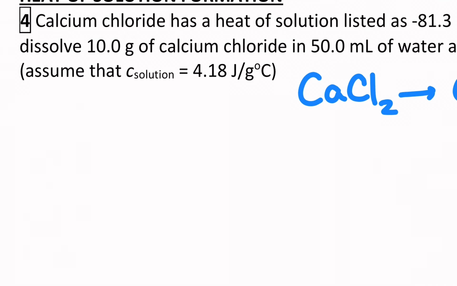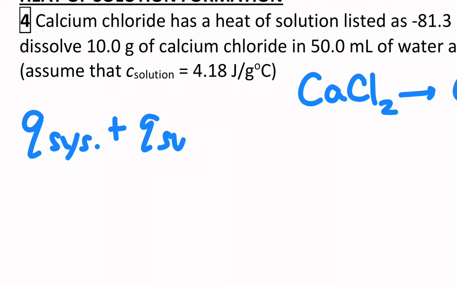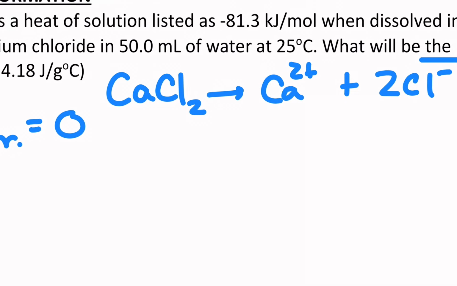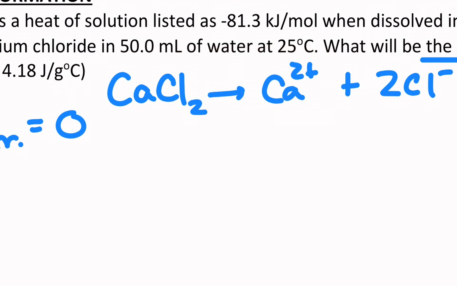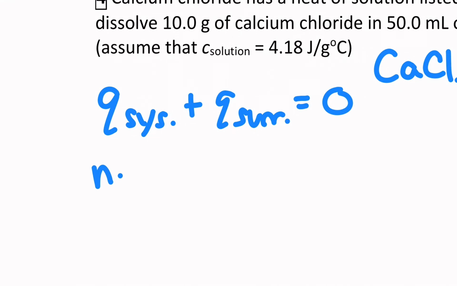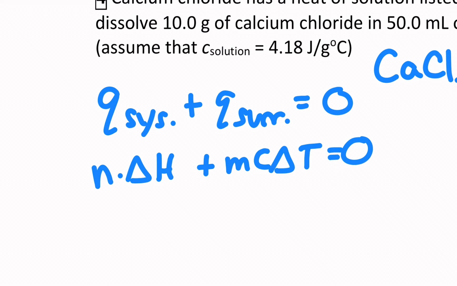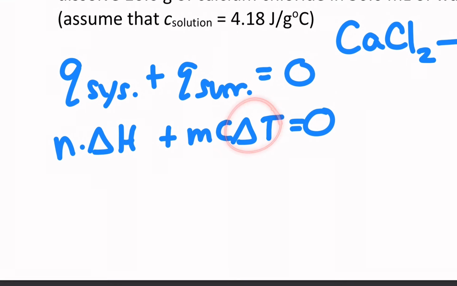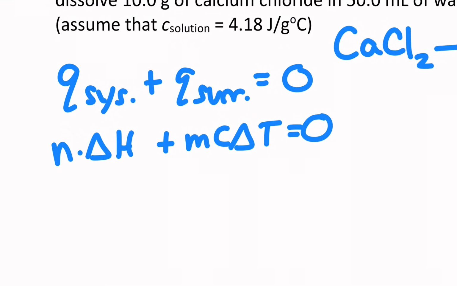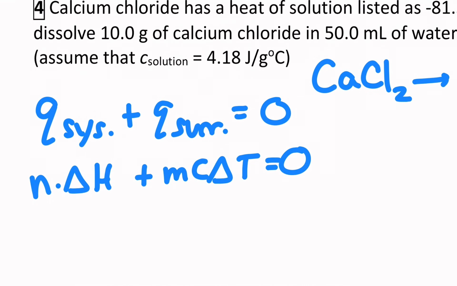I'm going to start with the same generic expression, Q system plus Q surroundings is equal to 0. And I got to think about what's happening here. Well, we have the dissolving of calcium chloride, but I'm going to treat that as a reaction. So I'm going to write N delta H for the system, and then MC delta T for the surroundings, and my unknown is sort of buried inside the delta T. Now this one doesn't have an N of reaction of 1. This is going to be based on this 10 grams of calcium chloride, whatever that is.